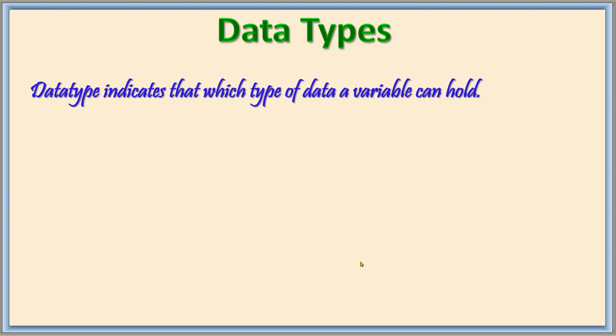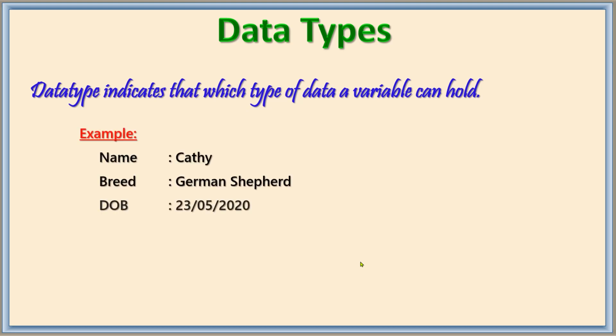For example, if we need to have details of a person or a thing, then we may have different types of data. In this example, name, breed, date of birth, age, height, weight, all these are there. These are the names of the variables. On the right side, the values are available. If you see, the values have different types.